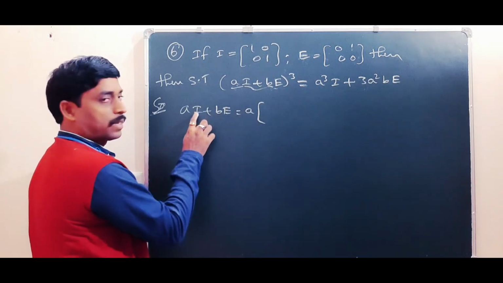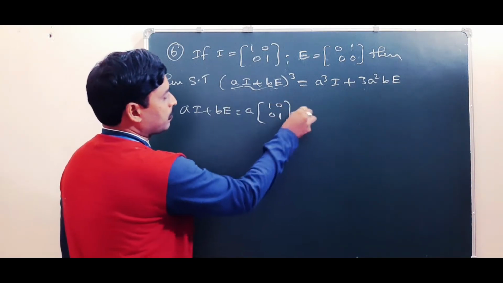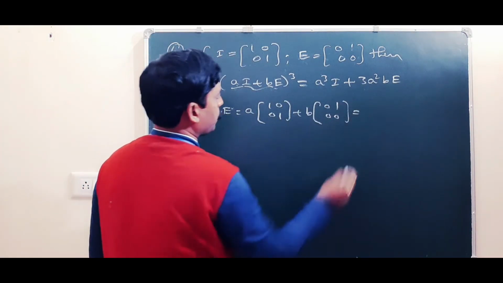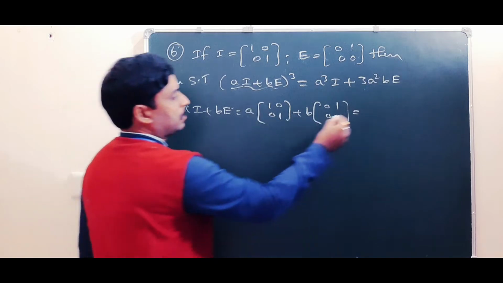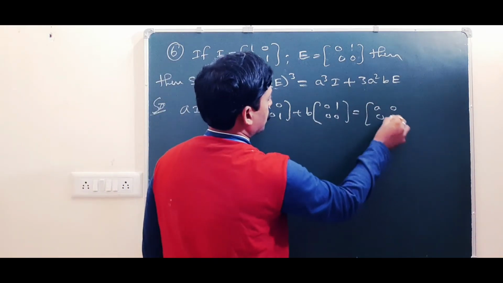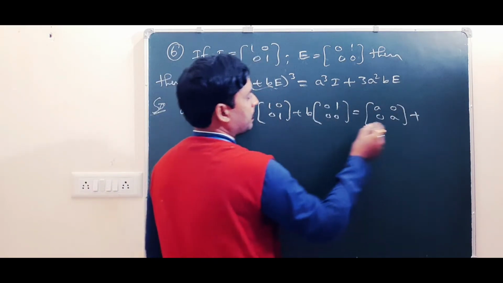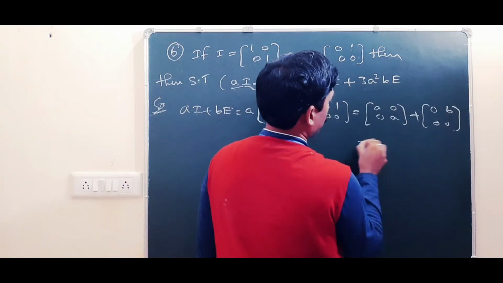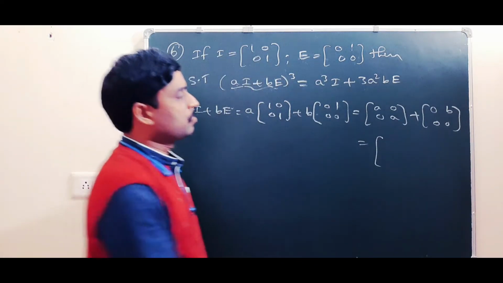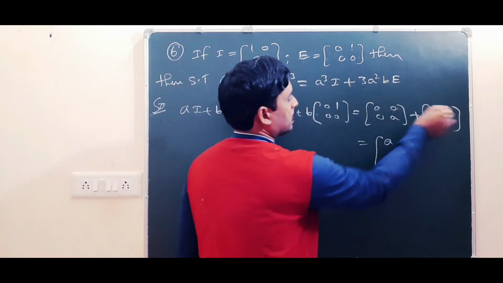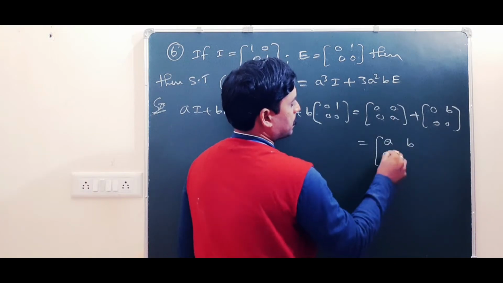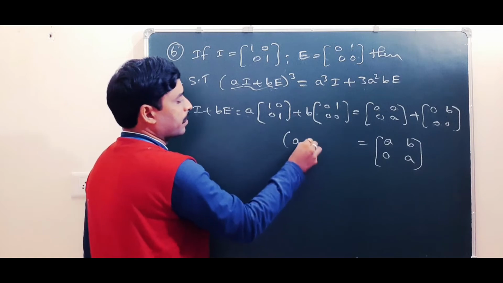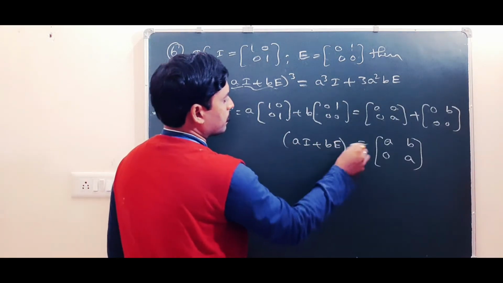A into I, the unit matrix 1, 0, 0, 1. B into the E matrix, which is given as 0, 1, 0, 0. So A multiplied to all gives A 0, 0 A, plus B multiplied to every element of this matrix gives 0 B 0 0. It will be the sum of these two matrices: A plus 0 is A, 0 plus B is B, 0 plus 0 is 0, A plus 0 is A. This is the AI plus BE value.